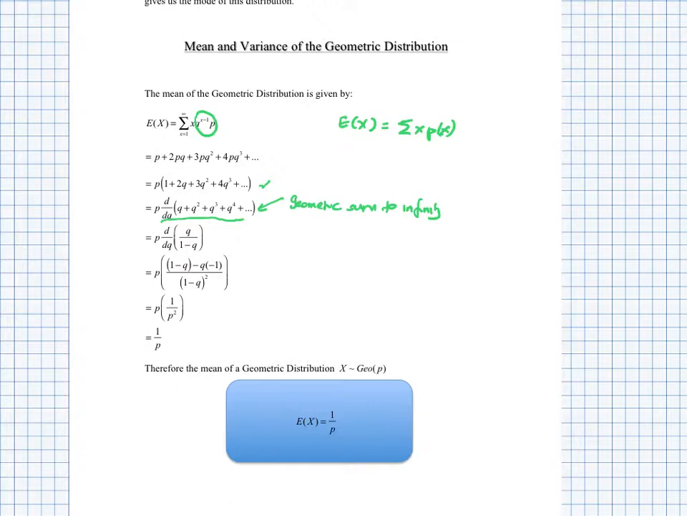Alright, and that's the result here using the formula for S infinity equals a over 1 minus r. And you differentiate it. This is the quotient rule. And we get the answer, which is just 1 over p. So the mean of a geometric distribution is given by E(X) equals 1 over p.